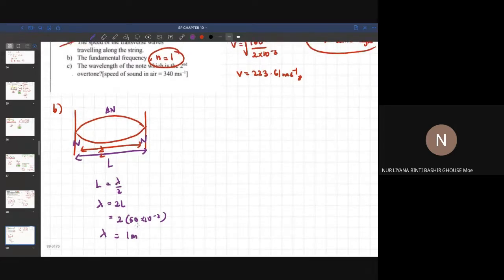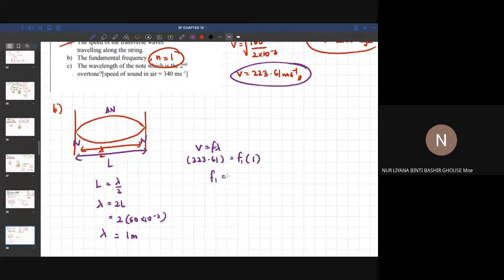Tapi dia tak nak minta lambda, dia minta frekuensi. So again, we have to use v equals to f lambda. So kita gunakan v yang kita dah dapat tadi which is 223.61. So kita masukkan sahaja 223.61 equals to f1 darab dengan lambda kita which is 1. So when you press your calculator, you akan dapat frekuensi 1 equals to 223.61 Hertz. So that one is untuk soalan B.